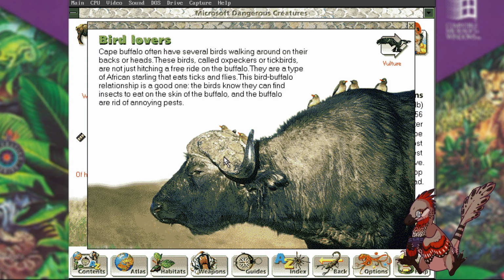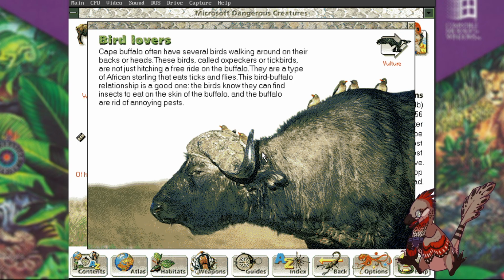Bird lovers. Some very different animals can live together quite well. See, it was an oxpecker. I knew it was an oxpecker. Cape buffalo often have several birds walking around on their backs and heads. These birds, called oxpeckers or tick birds, are not just hitching a free ride on the buffalo. They are a type of African starling that eats ticks and flies. This bird-buffalo relationship is a good one. The birds know they can find insects to eat on the skin of the buffalo, and the buffalo are rid of annoying pests.